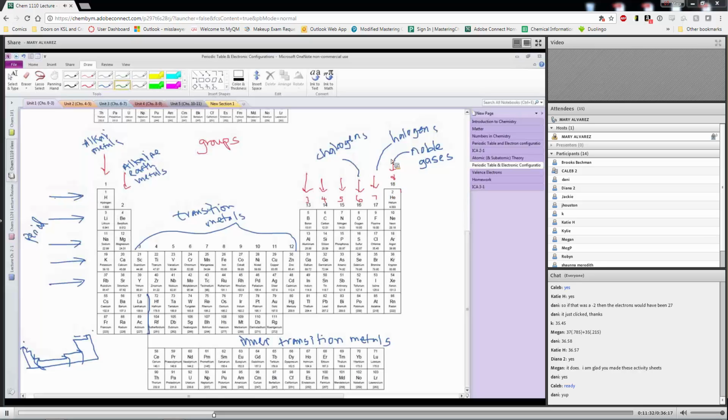Anyways, so there we go. Transition metals, inner transition metals, and then we've got kind of an interesting dividing line between our metals and our non-metals, and it goes right here. It's a stair-step dividing line.